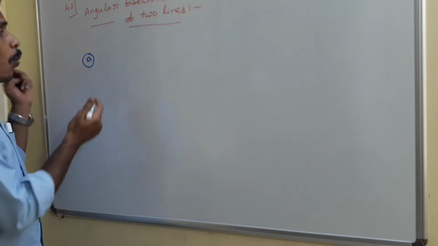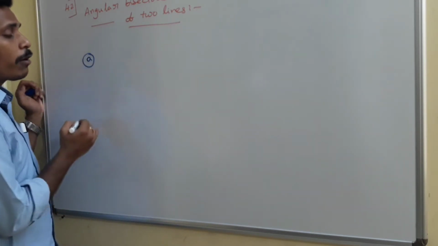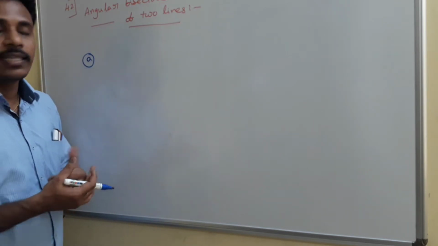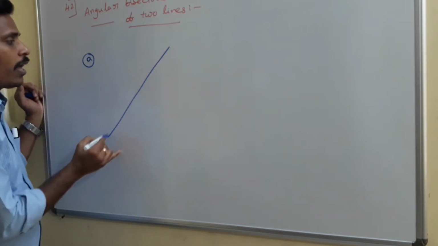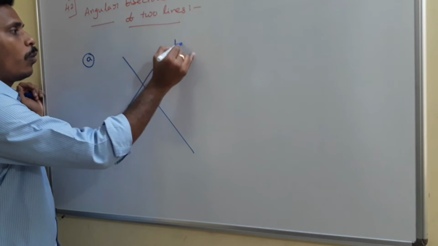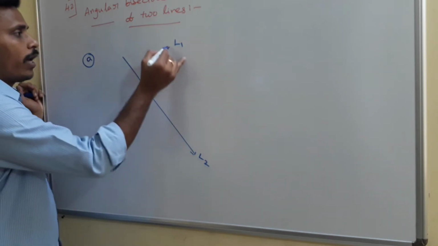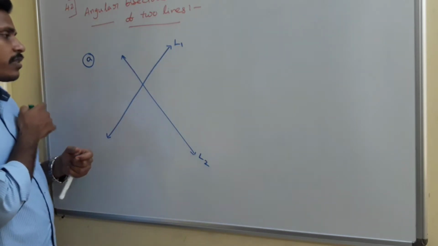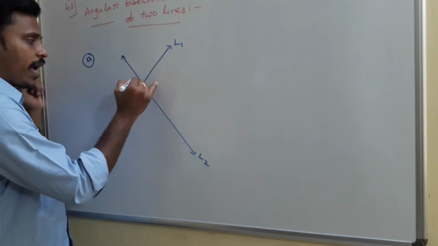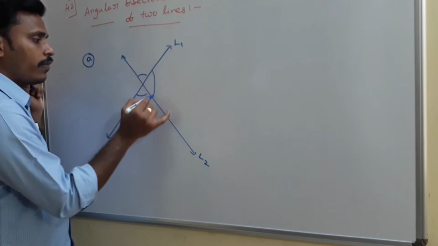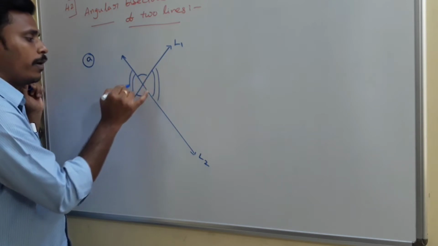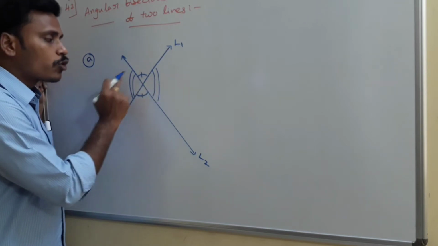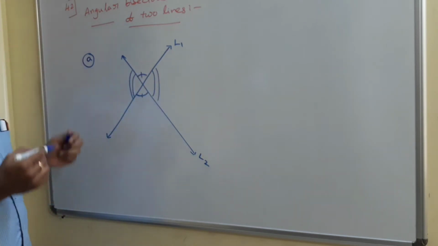Basically, what is an angular bisector? An angular bisector is a line which divides an angle into two equal parts. Suppose I have two lines, L1 and L2. These L1 and L2 will make four angles at the intersection. From our elementary knowledge, it is very clear that these two angles are equal, vertically opposite, and these two angles are also equal, vertically opposite.